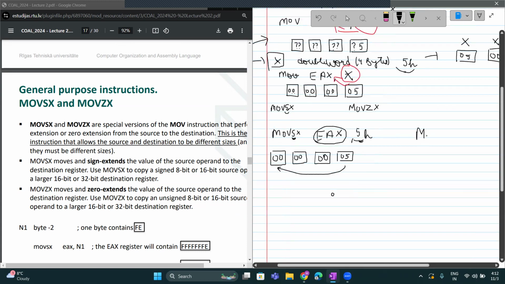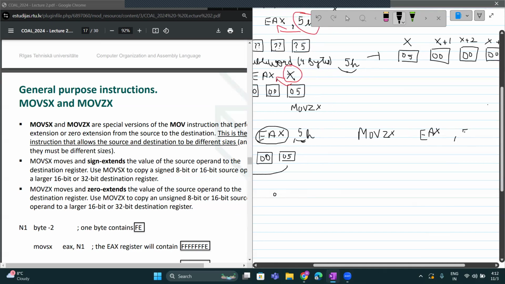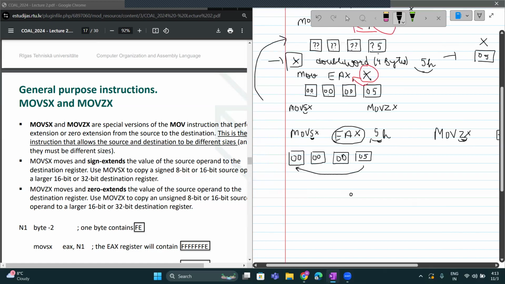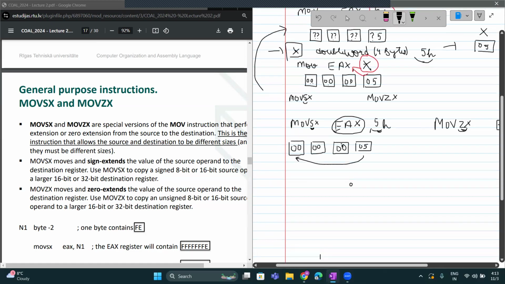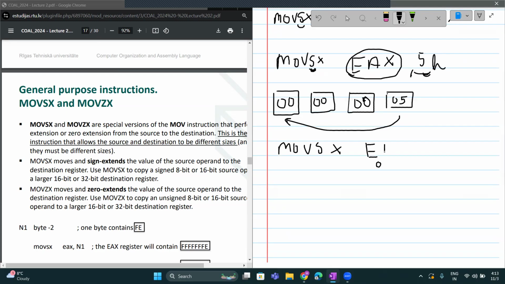Similarly, movzx: now instead of sign extends, it zero extends. So it will do the same thing, but the only difference is that sign extension can even work with negative values, like minus 5h.